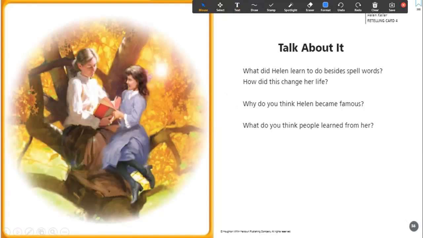On the last page, what did Helen learn to do besides spell the words? She started her life by reading and writing with Braille. How did this change her life? She became an educator. She went to college. She became very famous because she was the miracle girl. She can't see and she can't hear, but she can speak and she can teach others a lot of things.